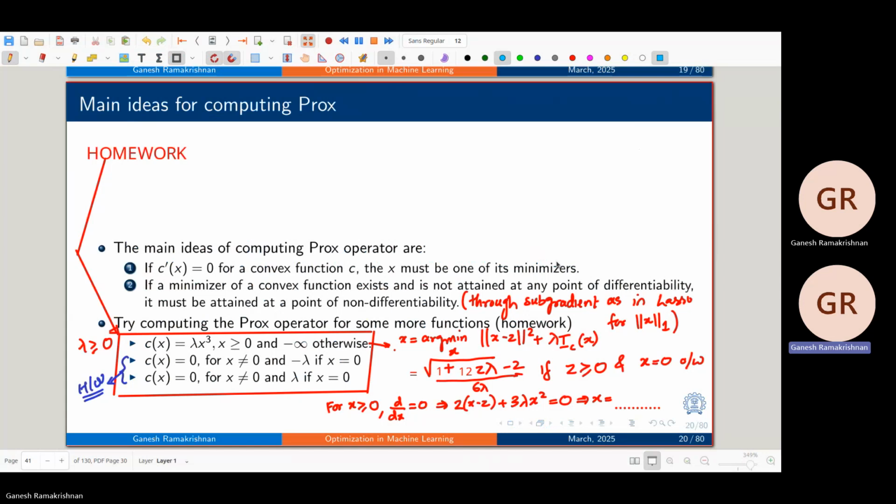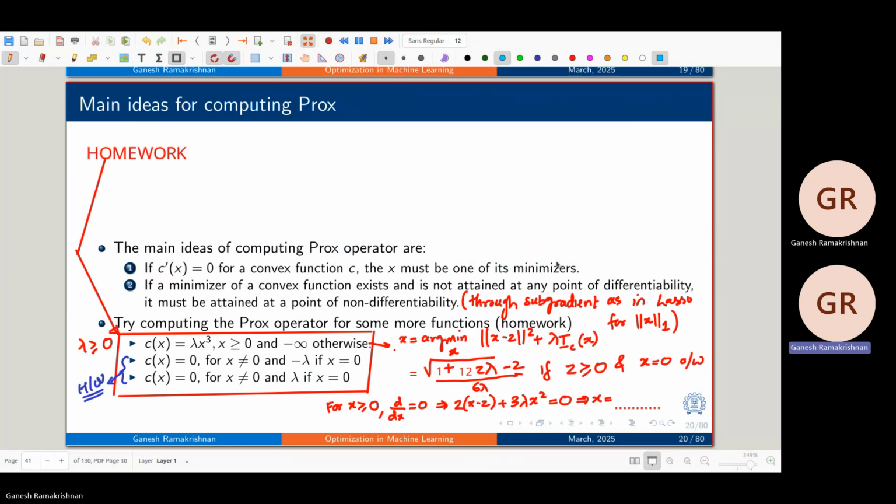Let's take the first example. So what is the proximal operator? It is argmin over x of (x minus z) squared plus lambda times the indicator function of C. This indicator function of C is just x greater than or equal to 0. Basically, it's lambda x cube. Okay, so if you compute it, you will get this complex expression: 1 minus 2 square root divided by 6 lambda if z is greater than or equal to 0, and x is equal to 0 otherwise. So you try and verify it.